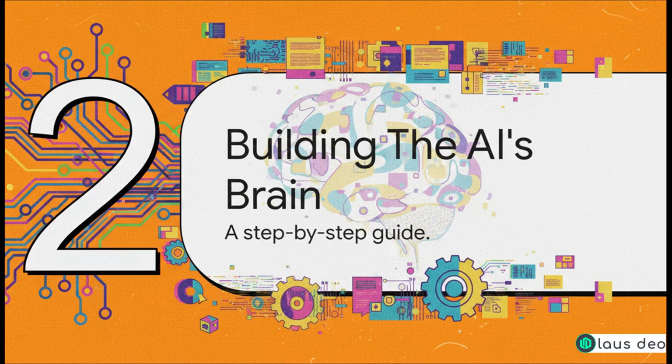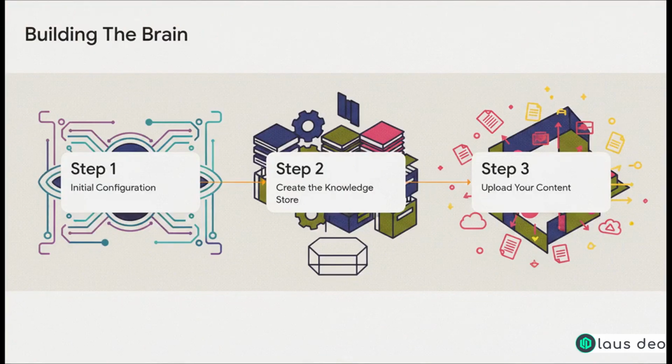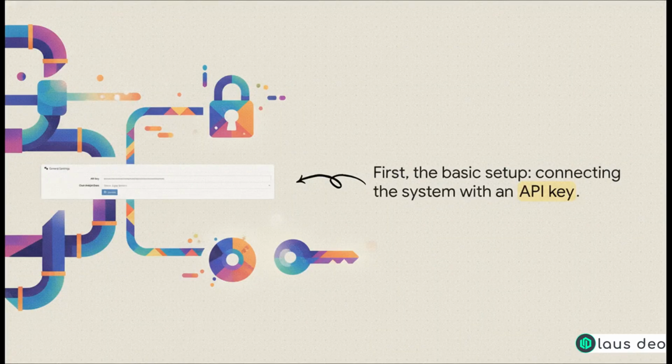How do we build this brain? Let's walk through the whole thing step by step. We're going to take it from a totally blank slate to a fully functioning expert. And you know what? It really just boils down to 3 main steps. First, there's a little bit of initial setup. Second, we create that empty library, that RAG store we talked about. And third, well, we fill it up with our custom content. That's it.